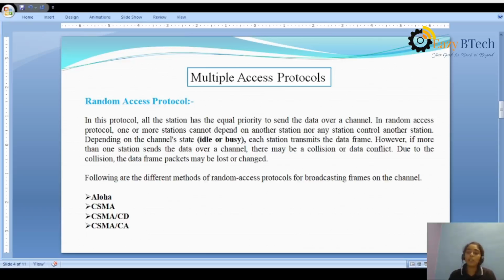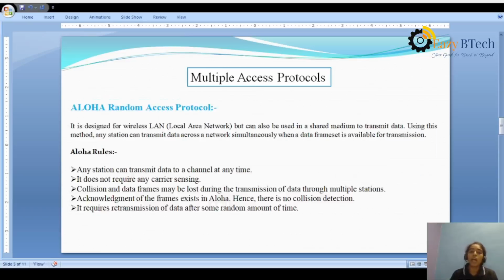Let us get into the topic of Aloha. What is meant by Aloha? Aloha is one type of random access protocol. It is specially designed for wireless LAN, local area network, but it also uses a shared medium to transmit data. Aloha is designed for wireless LAN as well as wide-area shared medium. It acts as a transmission medium to transfer data from source to destination.